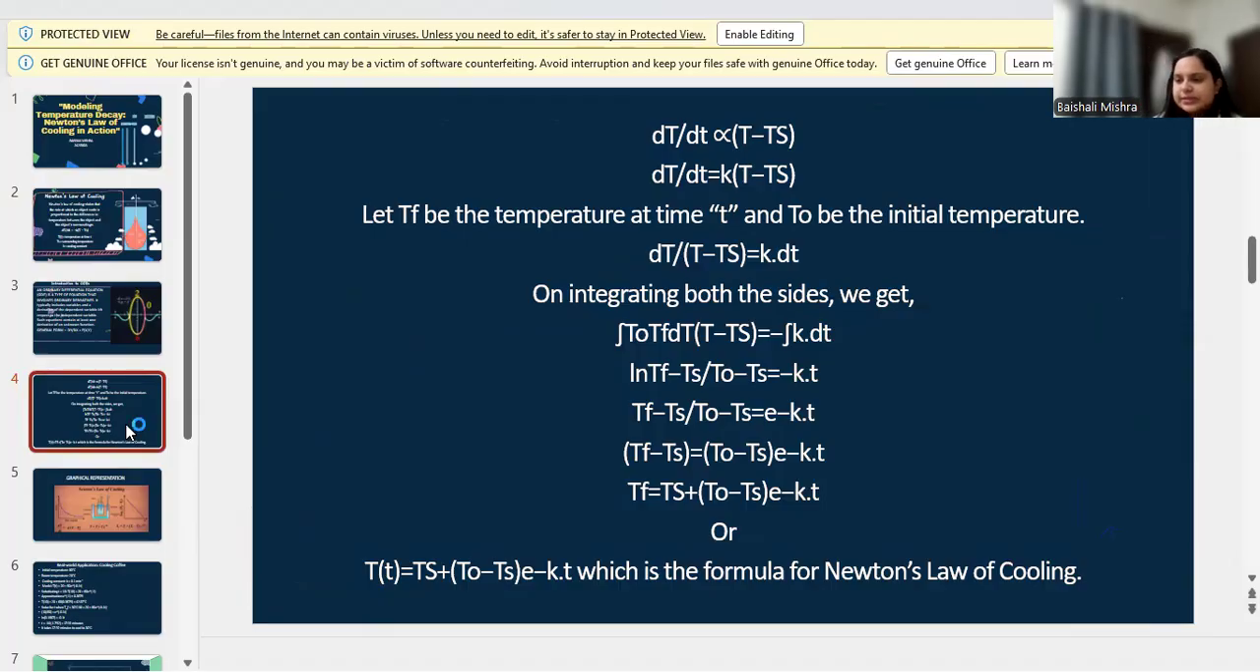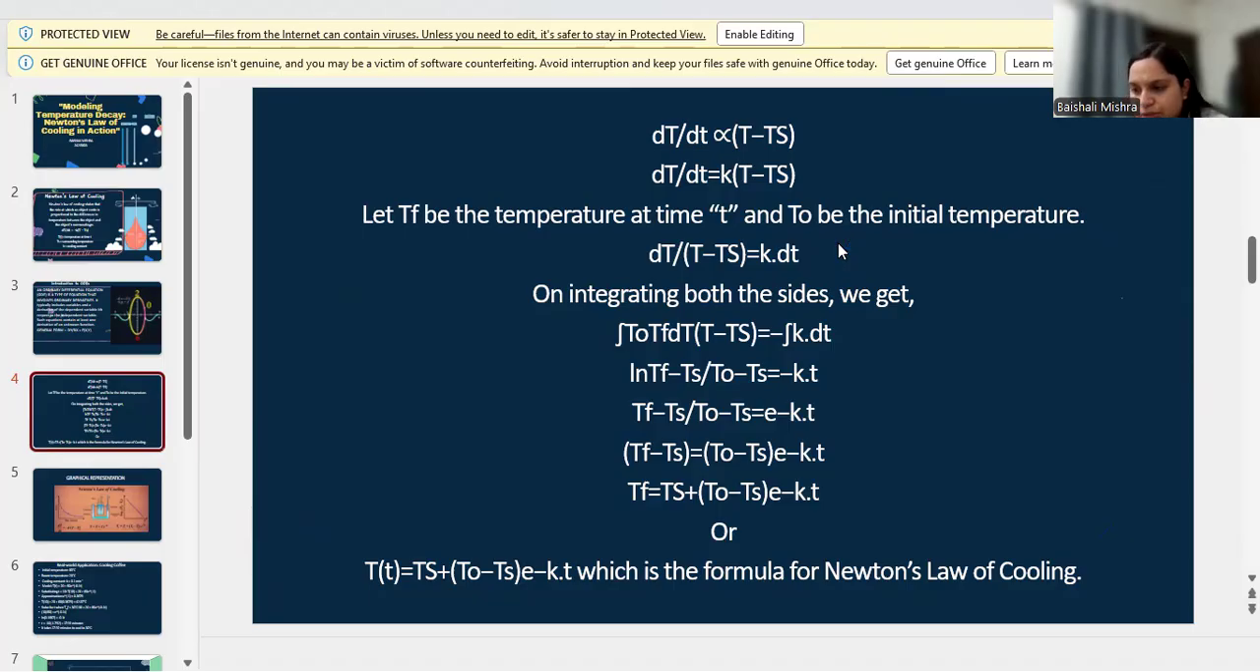Firstly, we start by writing the equation dT/dt = k(T − Ts). We first rearrange all the T terms to one side so that it will be very easy for us to solve. So we take dT divided by (T − Ts), all the T terms, to one side, and it equals k dt.